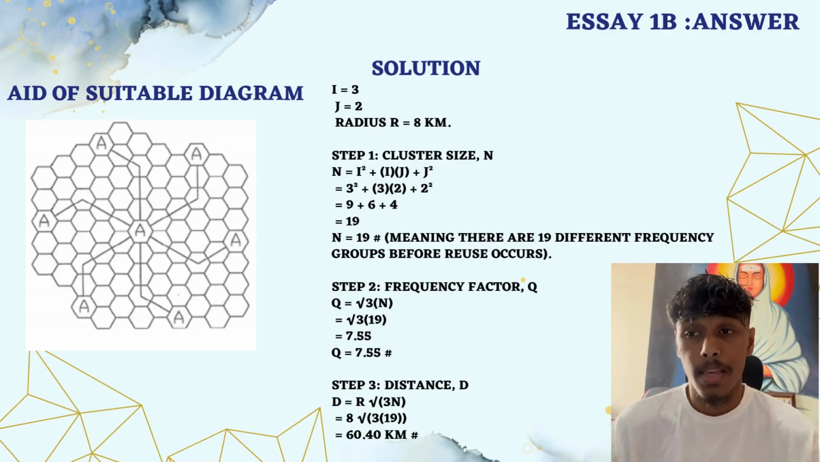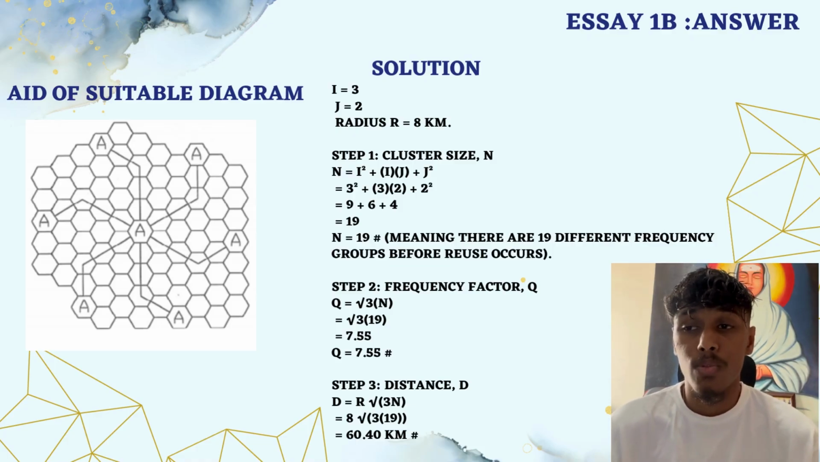And now the first step is to find the cluster size, which is N. So N equals to I square plus I times J plus J square. We know I equals to 3 and J equals to 2. So basically we need to substitute and do a small calculation to get the N. So N equals to 19. What N equals to 19 basically means is there are 19 different frequency groups before the reuse occurs.